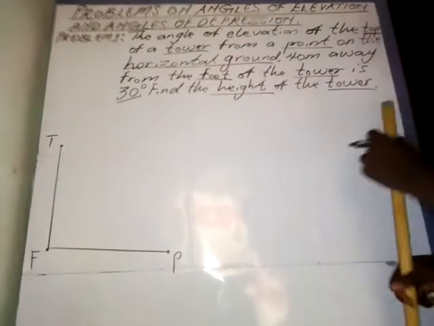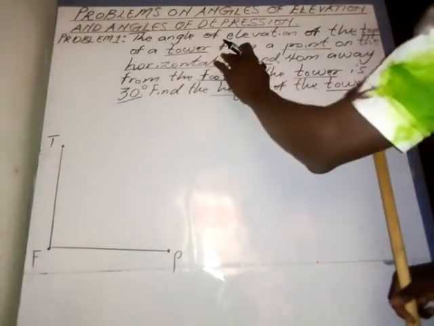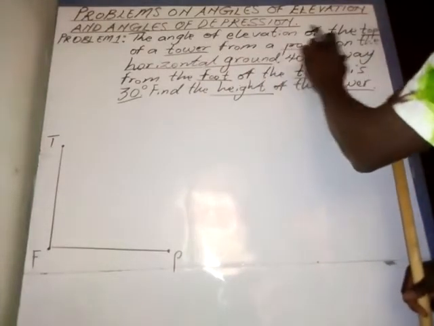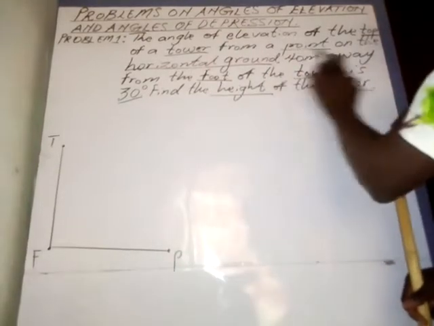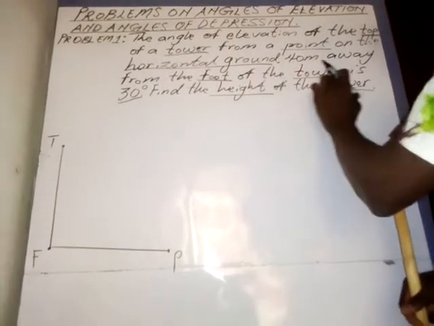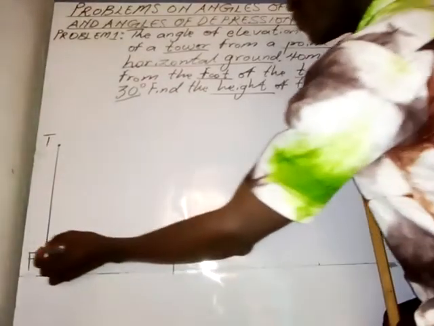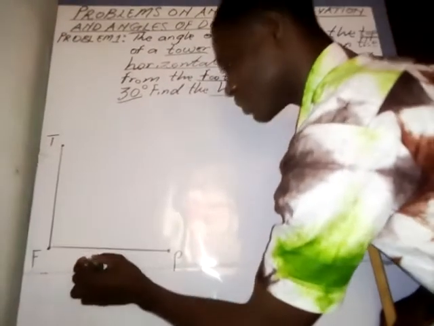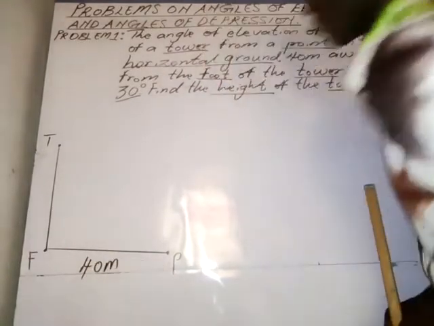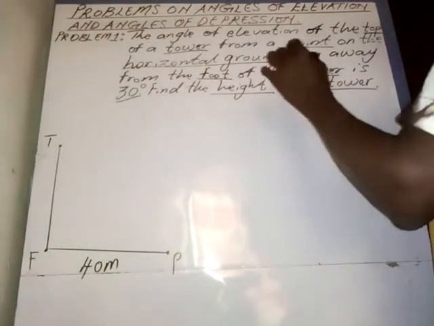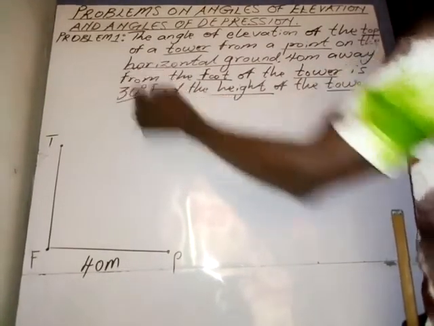As we have in the question, the angle of elevation of the top of a tower from a point on the horizontal ground, which is this point, is 40 meters away from the foot of the tower. So the distance of this point P from the foot of the tower is 40 meters. Alright, and the angle of elevation is 30 degrees.